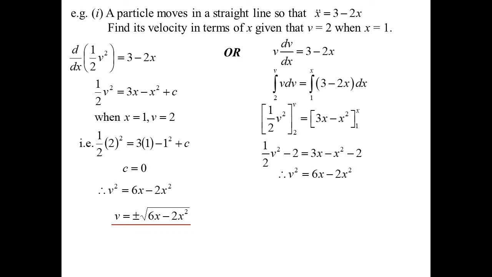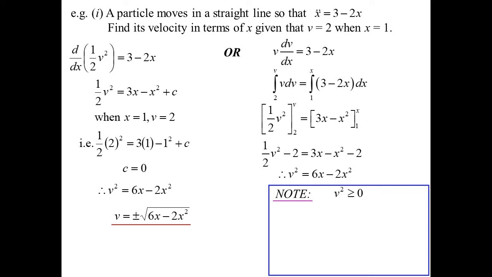Some interesting things when we get it to this point, v squared, because v squared's got to be positive, so there's actually more information there. You see, because I could say, well, 6x minus 2x squared has to be greater than or equal to 0. If I solve that, I get x is always in between 0 and 3, and it now tells me something about the particle and where it travels.